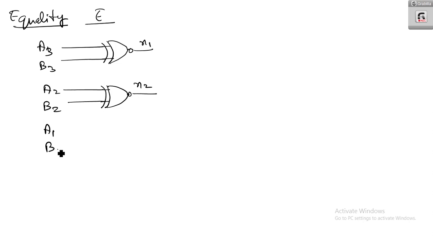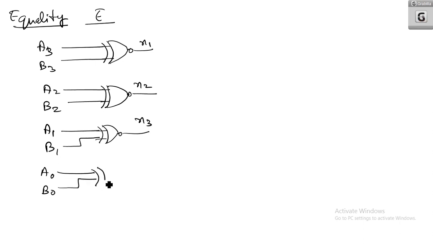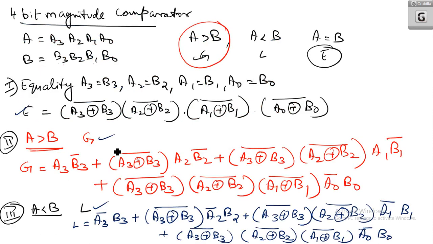A1, B1. A1, B1. I am taking that point as X0 and that point as X3. Then A0, B0. I am taking that point as X4. Okay. So I am having X1, X2, X3 and X4. Now how will my expression be reduced?